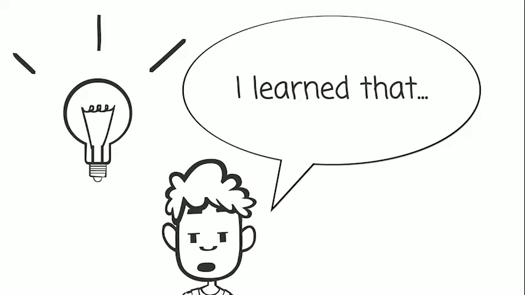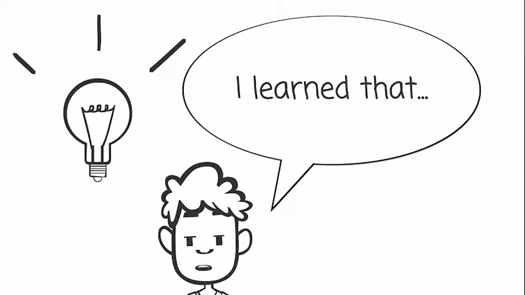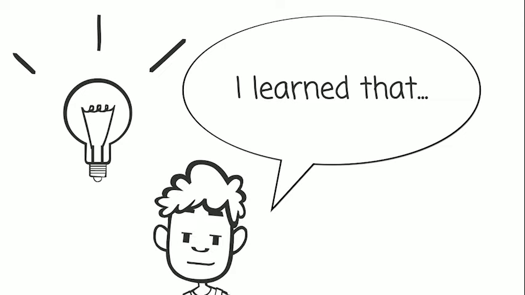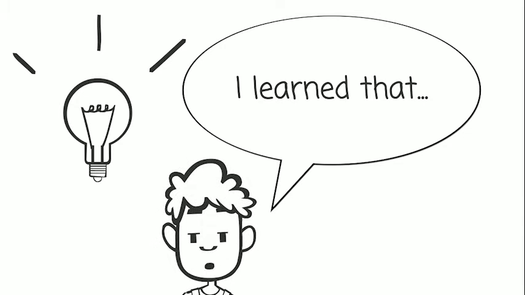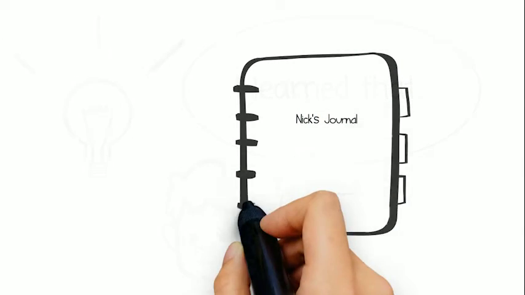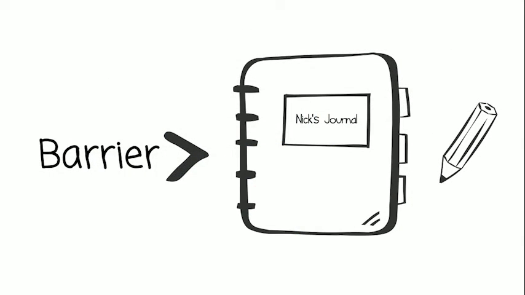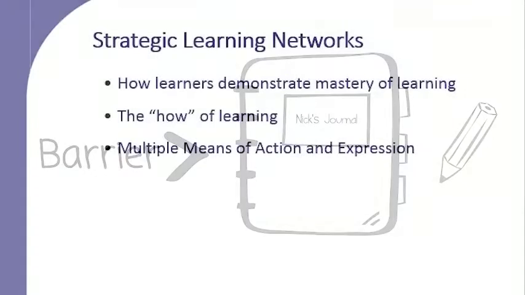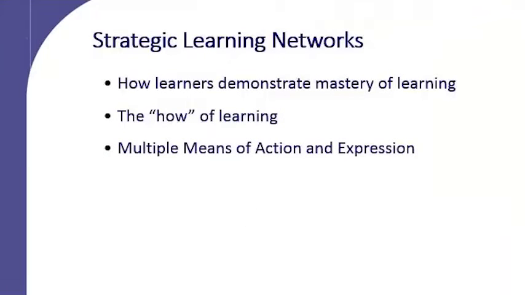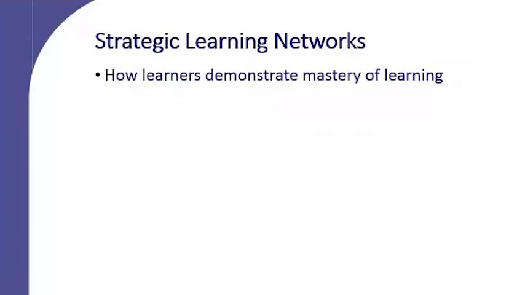It was clear from Nicholas's explanation that he understood the experiment and had learned about chemical reactions. However, if the teacher used his science journal to assess his understanding, she would think otherwise. Writing is a barrier for Nicholas. The strategic learning network relates to how learners demonstrate mastery of learning. It's the how of learning and includes providing learners with multiple means of action and expression. Let's unpack that a bit.